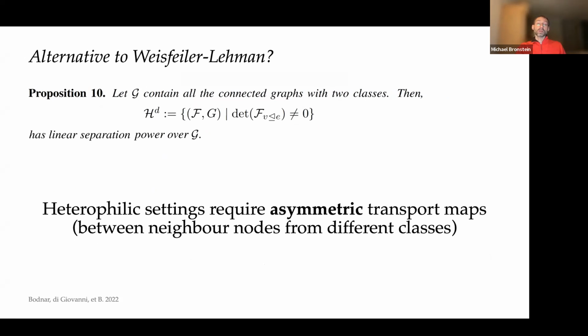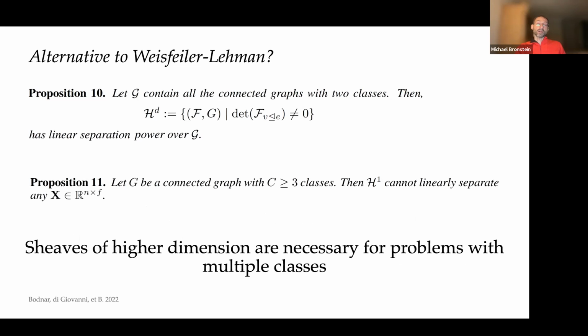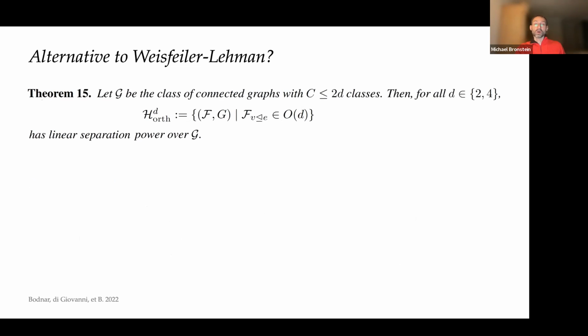So the heterophilic setting requires asymmetric transport maps, when we have neighbor nodes from different classes, and this is exactly the mechanism of negatively weighted edges that we recovered from different considerations with the gradient flow framework. And you can also ask the question if we can use restriction maps of a higher dimension, or for example restrict them to orthogonal maps.